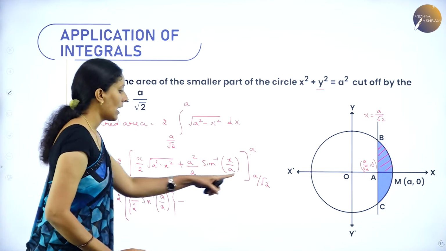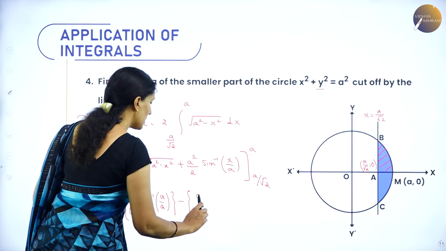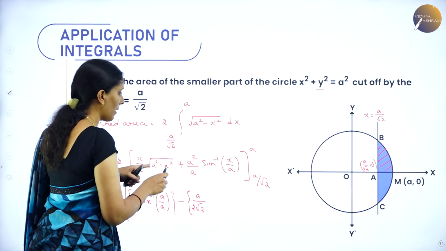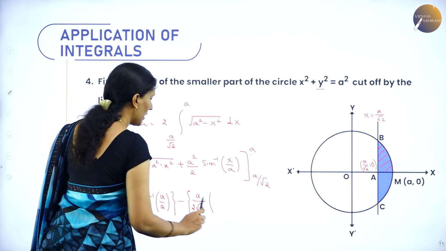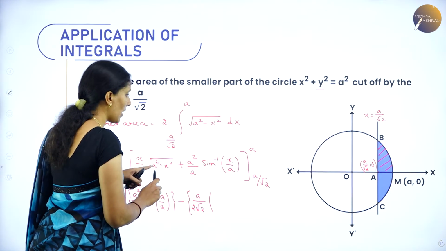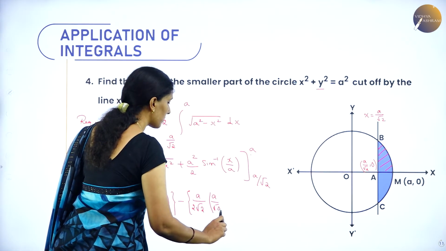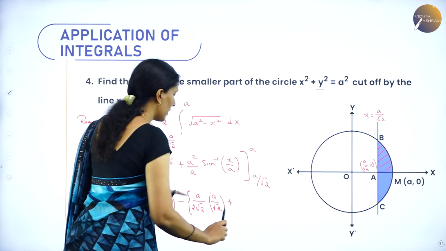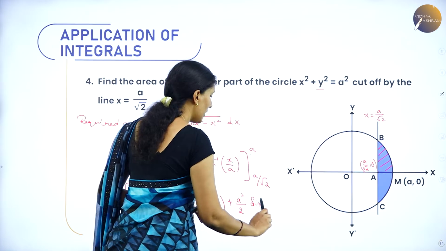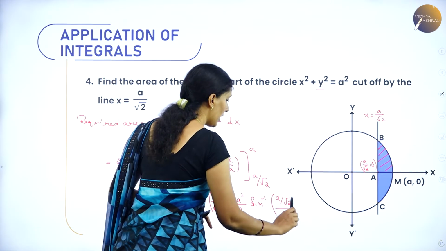Now minus, apply the second limit. What does it become? So a by root 2 means it becomes a by 2 root 2. And inside, x square, if you put a by root 2, it again becomes a square minus a square by 2, which becomes a square by 2, which becomes a by root 2. Plus we have a square by 2, and here we have sin inverse, in the place of x, a by root 2 divided by a.